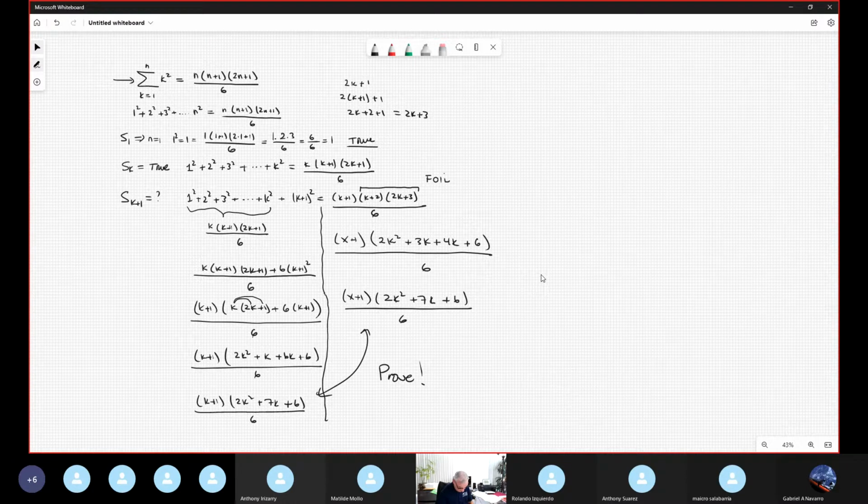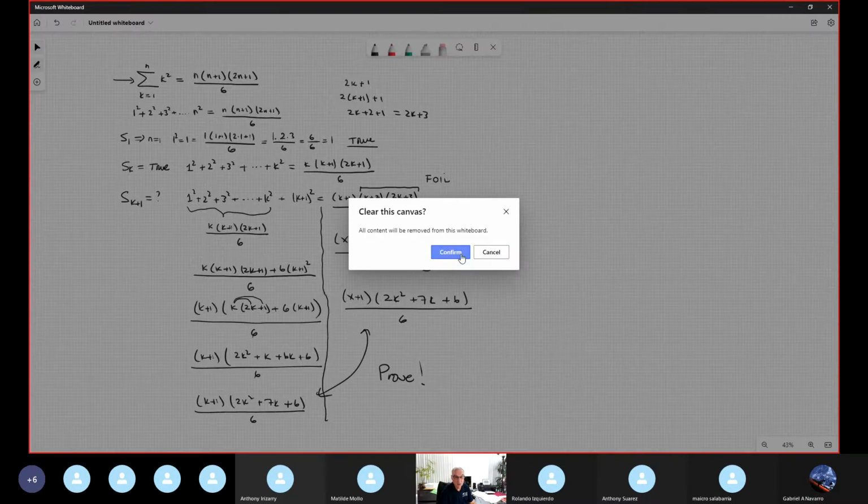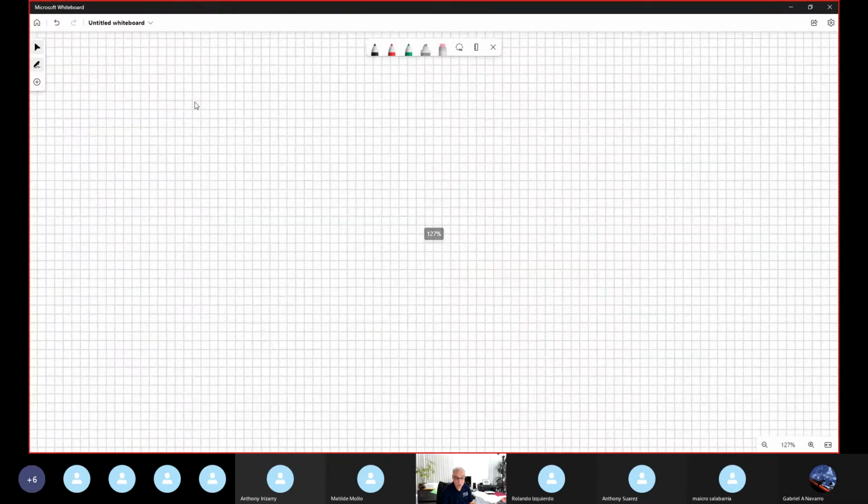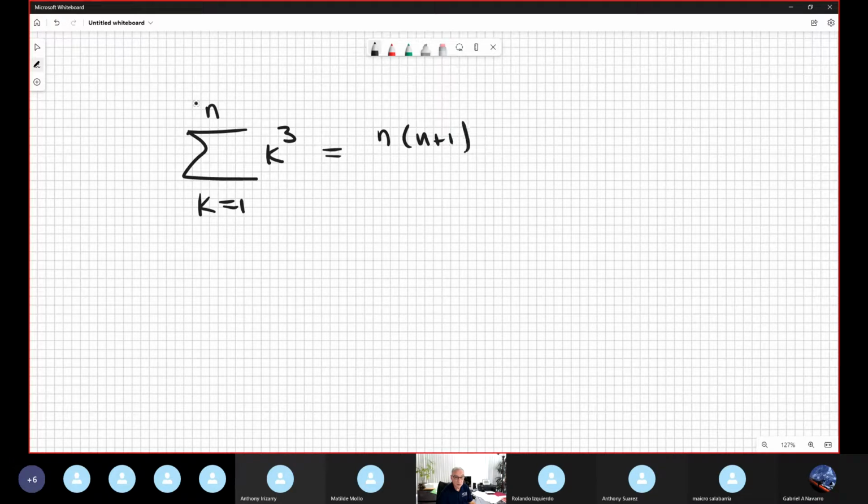Suppose this example, which is also given in the lecture on summation notation. Yes, when you have the summation from k equals 1 to n of k cubed, and the answer is n times n plus 1 divided by 2, squared.